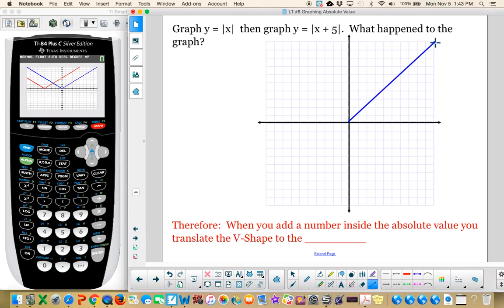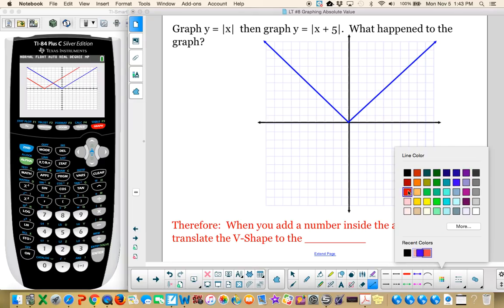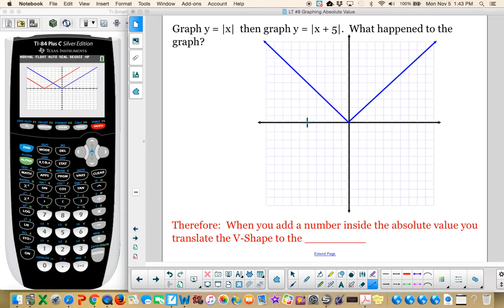We've got the parent function that looks like this, the blue, and look at the red. It's translated not to the right, but to the left 5. 1, 2, 3, 4, 5. It translated to the left 5.